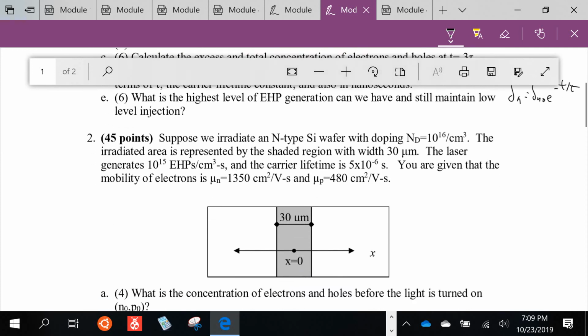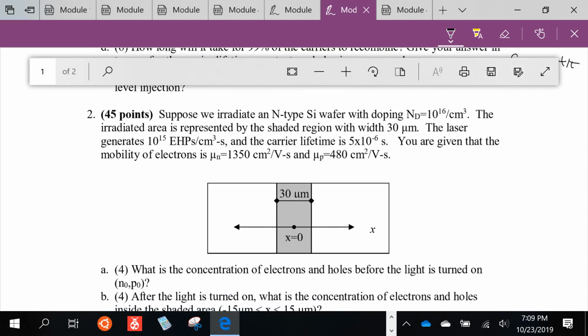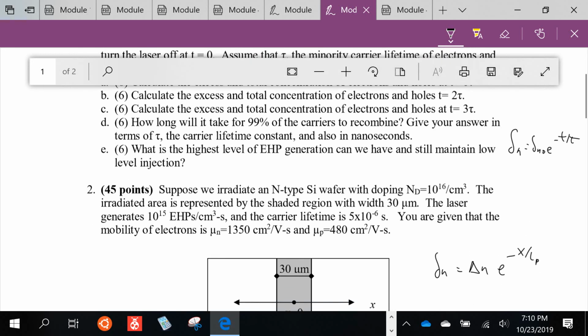Now in this problem, this is a spatial distribution, where delta n is equal to some delta n times e to the negative x over LP or LN, depending on which type of carrier you're talking about. It's also an exponential decay function, but it's a function of x instead of t, and the rate constant, instead of t over tau, is x over LP. Does anyone remember what LP is?